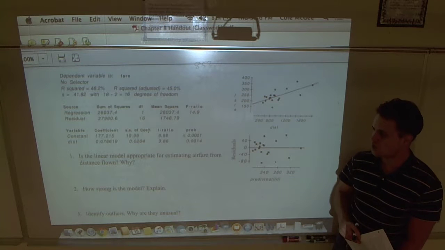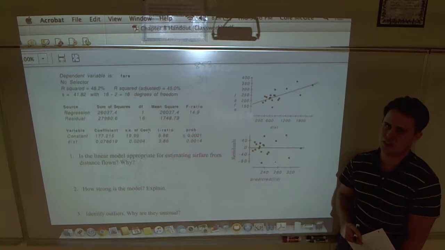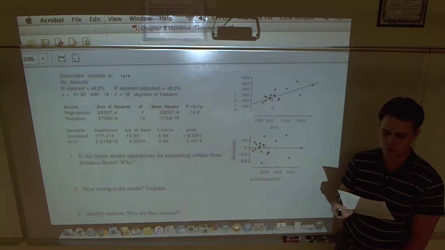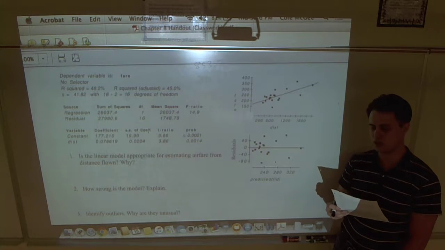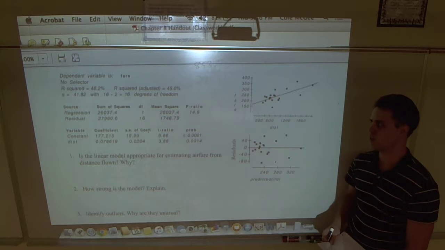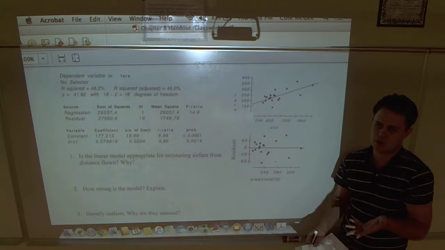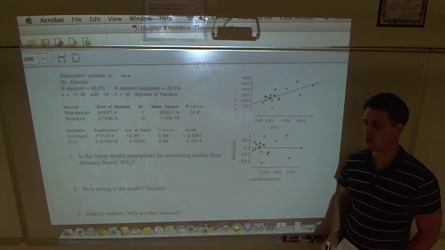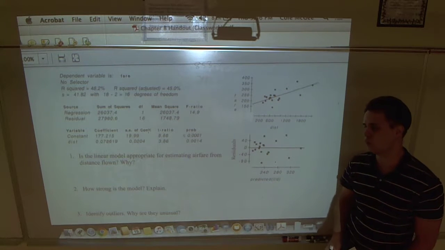Number two says, how strong is the model? I think I kind of already addressed that. That's going to go to the correlation value. So what they said is 48.2% of the variability in blah, blah, blah can be accounted by differences in distances traveled. So they basically used r squared and the interpretation of r squared to answer that question. I think that's a good way to go.